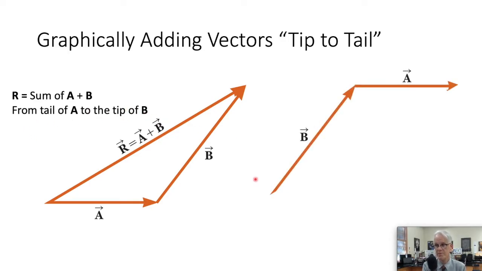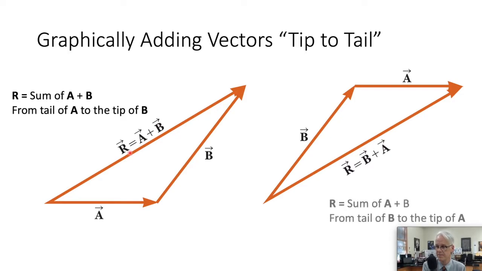If we remember from arithmetic, A plus B is the same as B plus A, and we can see that graphically here. This resultant is exactly the same as this resultant. Again, R is the sum of A plus B, and now it's going to go from the tail of B to the tip of A.